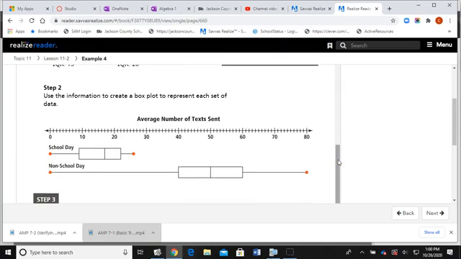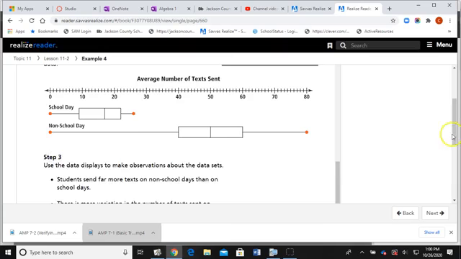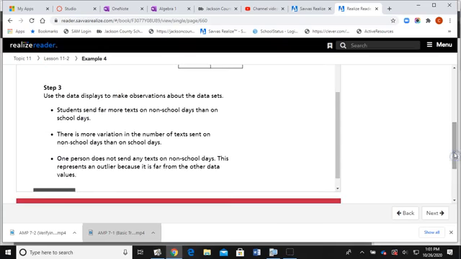Okay, now we're talking about the average number of texts sent, right? What'd you notice on non-school days? It's a little more, okay? Imagine that. Not like those 8 hours. Seriously, what else you gonna do? Read? Ew. Exactly. Who does that?